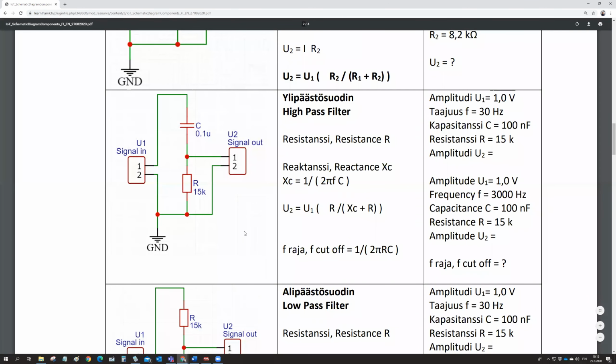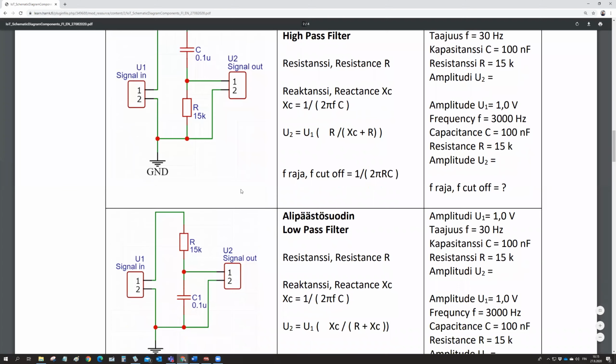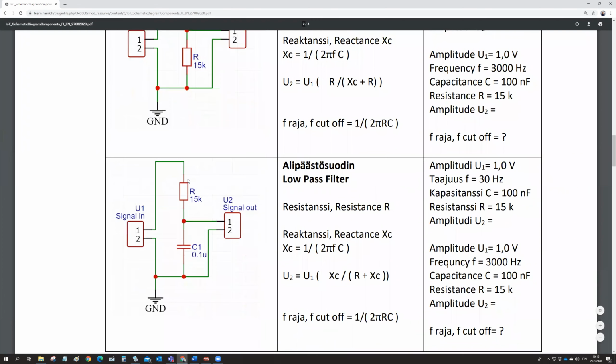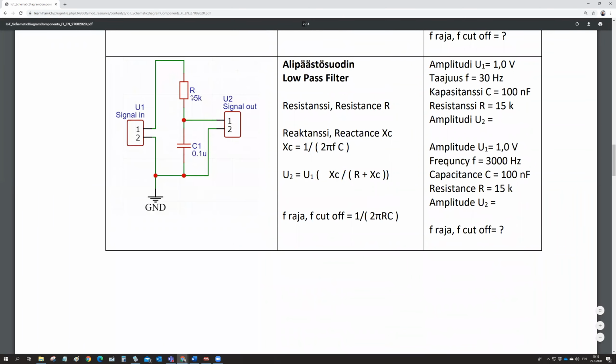The next thing we are looking at here is the low pass filter. If we had the high pass filter with the capacitance on here and the resistance down here, the output voltage is over the resistance, that was the high pass. Then it's the other way around on the low pass. So we are taking out the voltage over the capacitance, and then it's a low pass filter. The equation for the cutoff frequency is exactly the same.